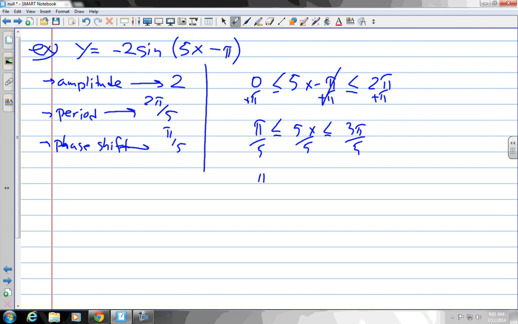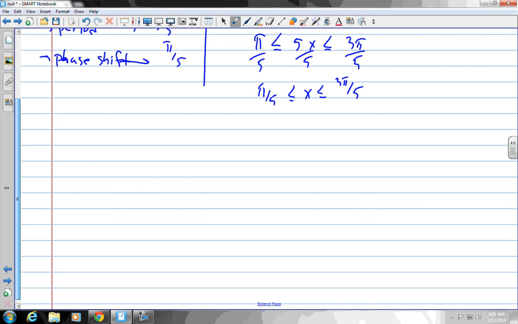So that gives you pi over 5, x, 3 pi over 5. Okay? So we get the same information as before. We see that we started at pi over 5, that means everything shifted pi over 5 to the right, and the period is 2 pi, and the distance between this and that point is 2 pi. So we do get the same information. But at least that gives us the points.